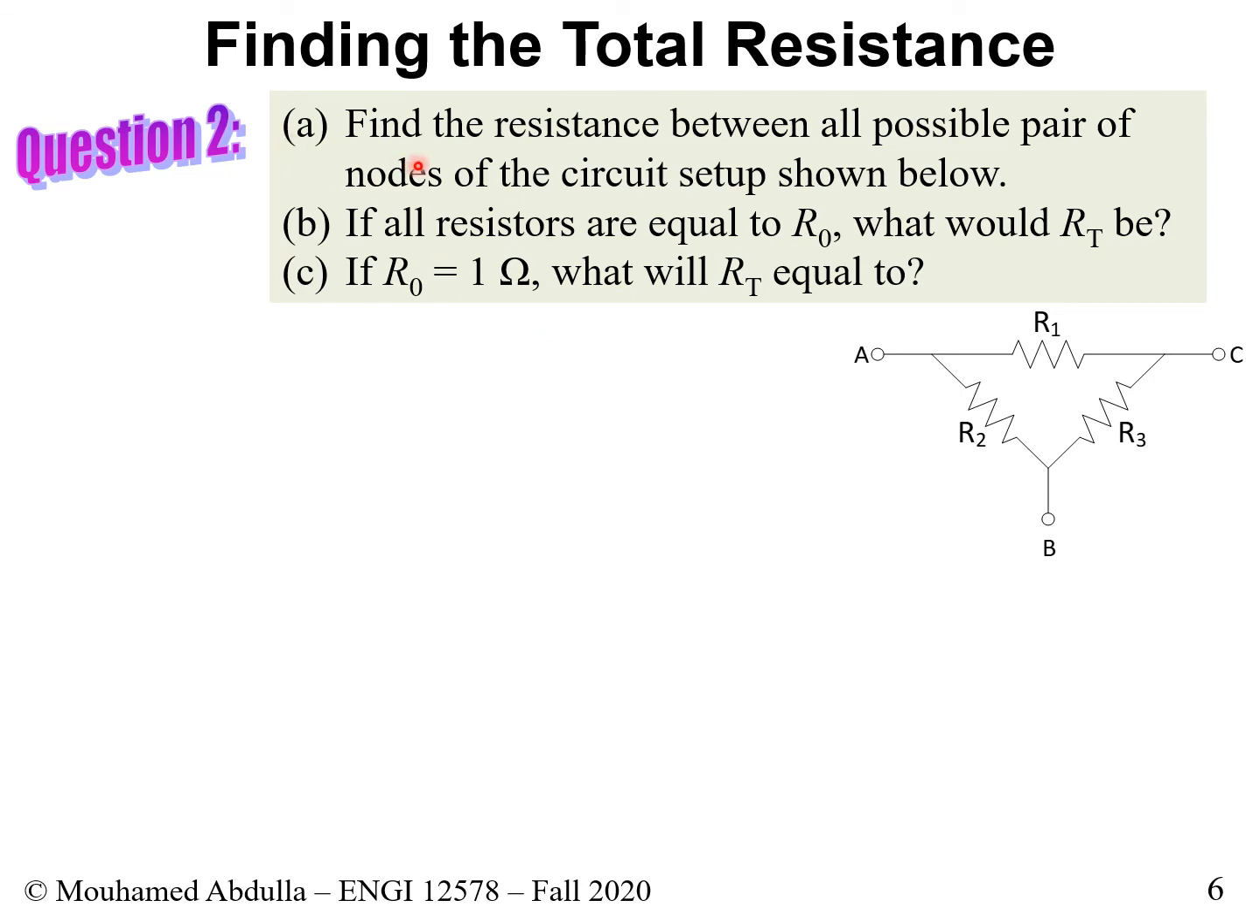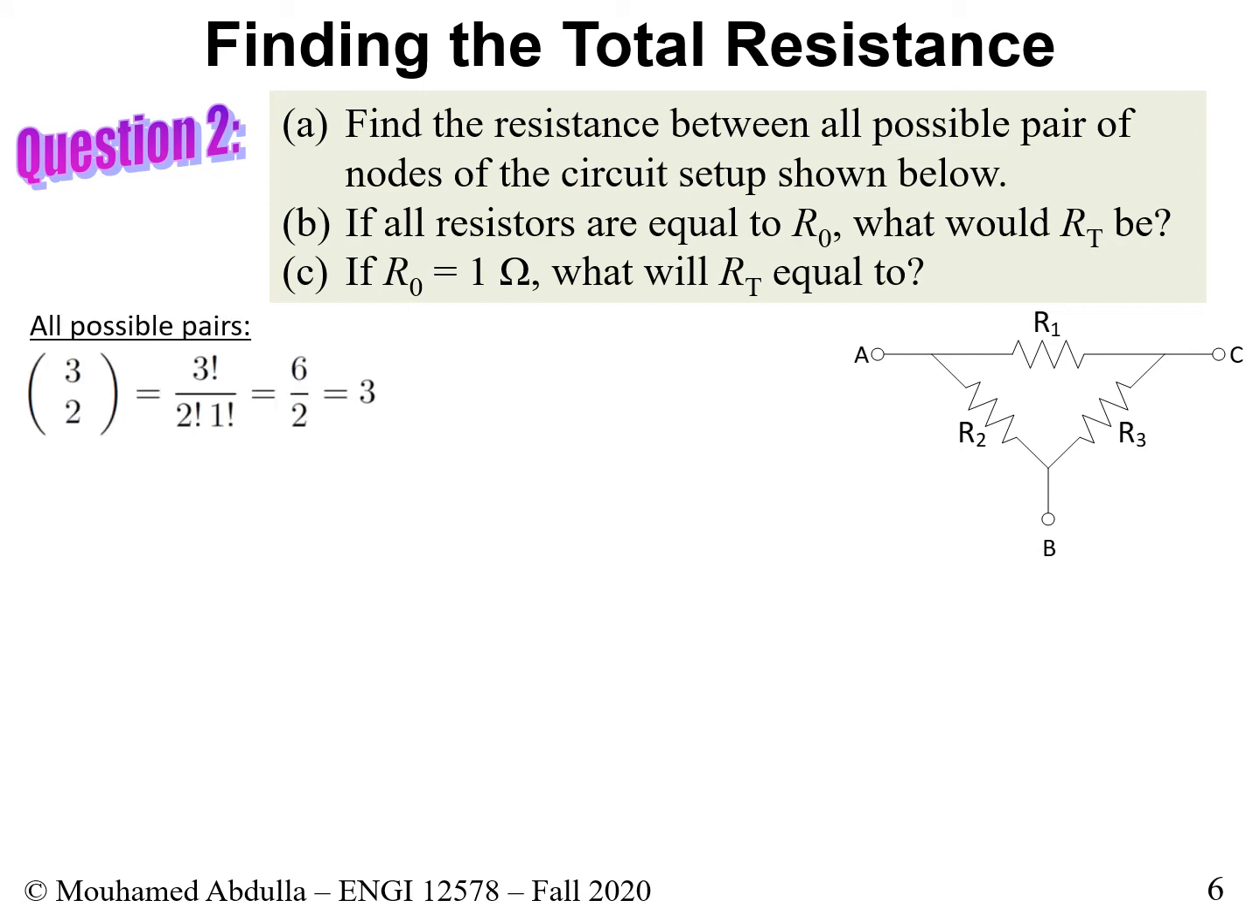Question number 2a, we ask you to find the total resistance between all possible pairs of nodes of the circuit setup shown below. When you are given such a network, don't assume that the total resistance will be the same everywhere. It always depends on the two nodes where you do the measurements. If you measure the resistance between node A and B, it doesn't necessarily mean that it's the same resistance between node A and C, and it doesn't mean it's the same thing as between node B and C. So it always depends on which two nodes you are considering when you measure resistance.